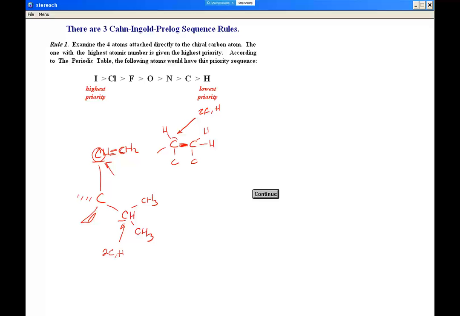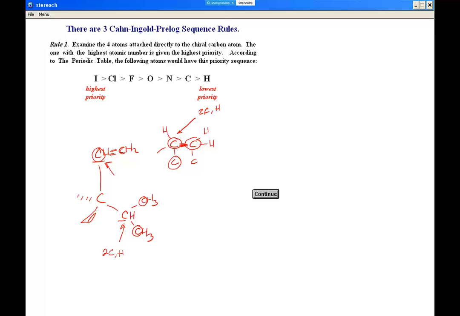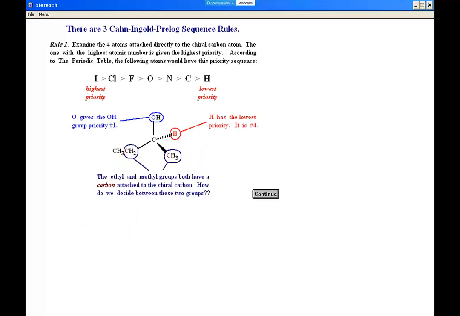So right here, I'm now going to see what's attached to this carbon and what's attached to that carbon, versus down here, what's attached to this carbon and that carbon. And this is where it gets kind of complicated. I should take a step back and look at the atoms first. Carbon versus carbon, so they're tied. They're still tied. If one of those had been an oxygen, it would have won.